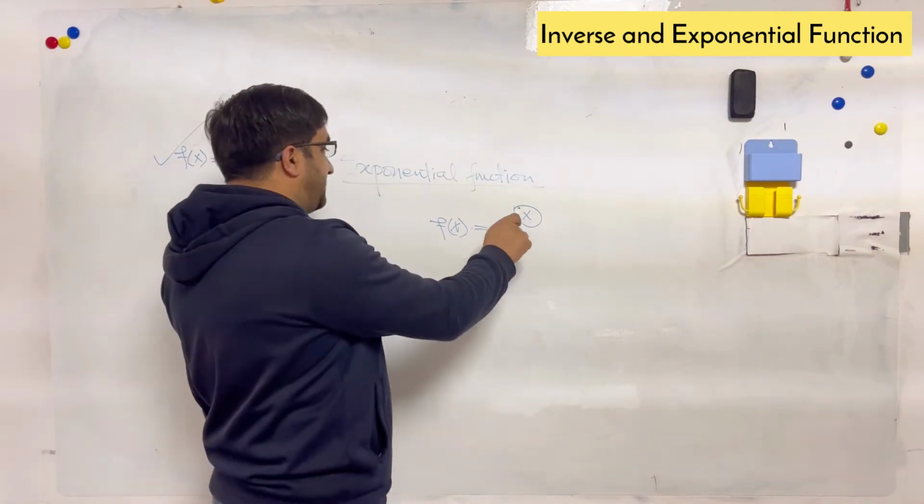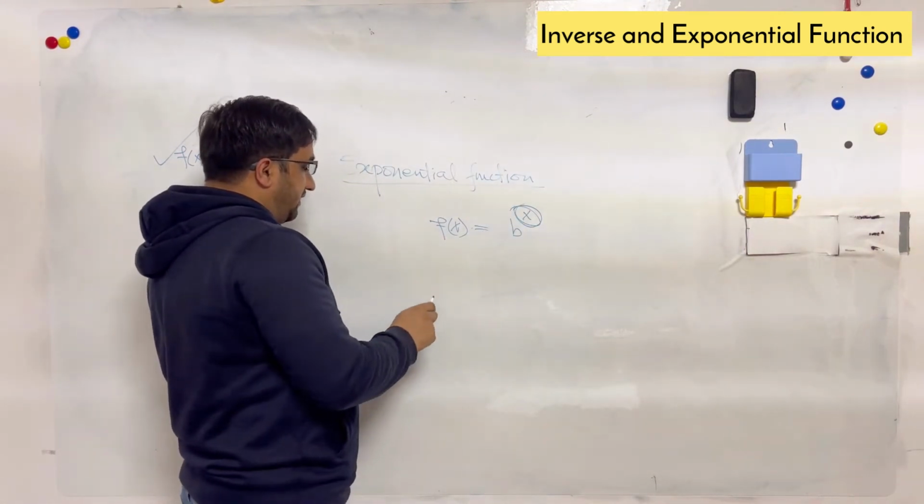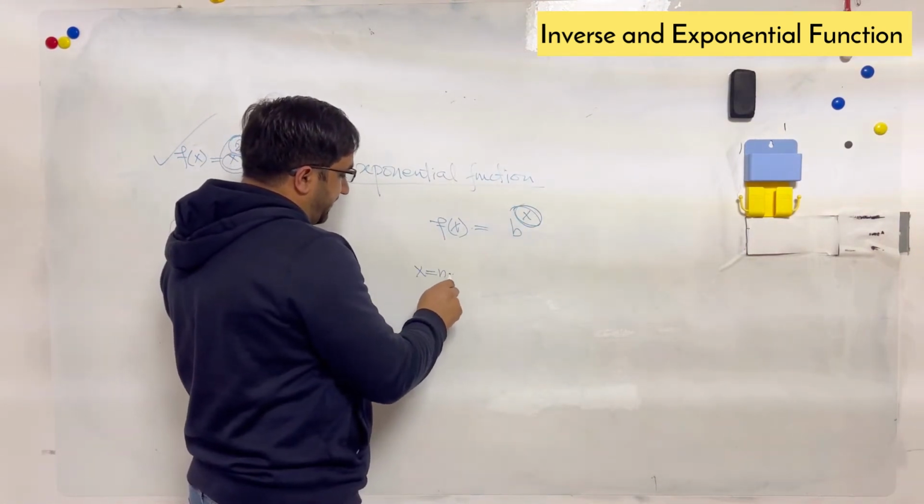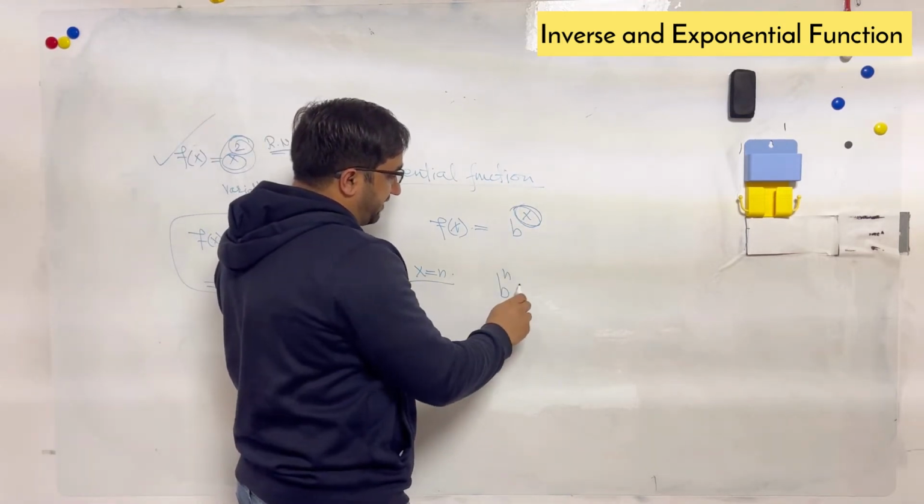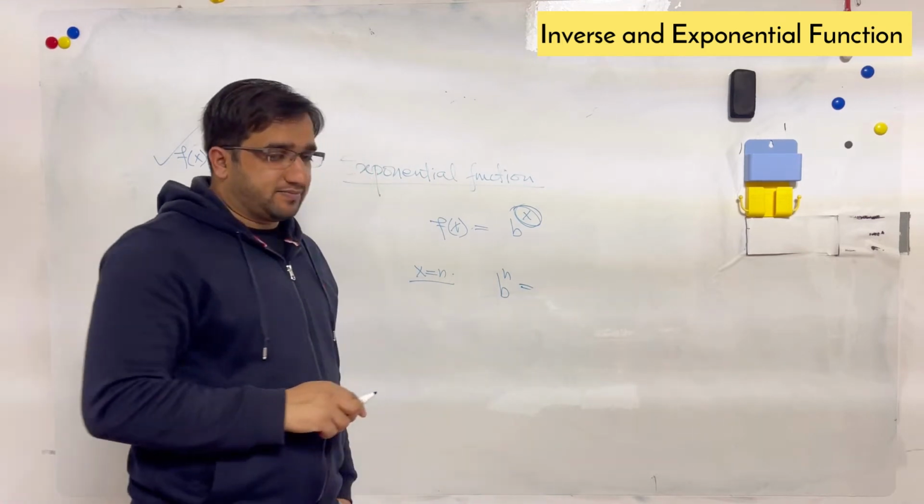Now, if you replace this x with the number n, any constant number, then what does it mean? You know that b raised to the power n. How do we write b raised to the power n?